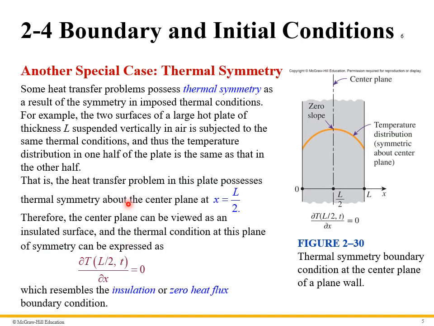Another special case is where you have thermal symmetry. That's a case like this one here, where the temperature distribution is symmetric with respect to the center of the plate. This is a condition where the heat flux at halfway is 0. So it's a 0 slope at the top. You could have a case where it was bent this way or bent this way, but the slope is 0 at the top.